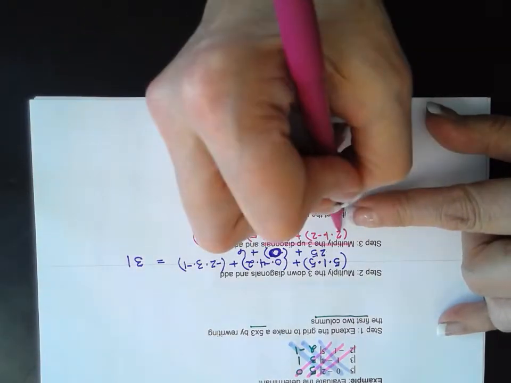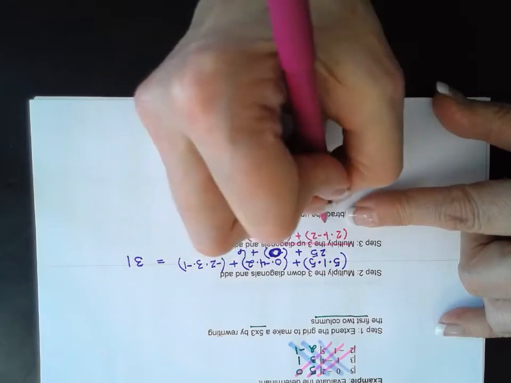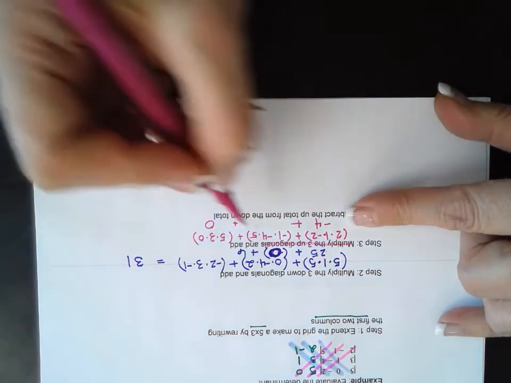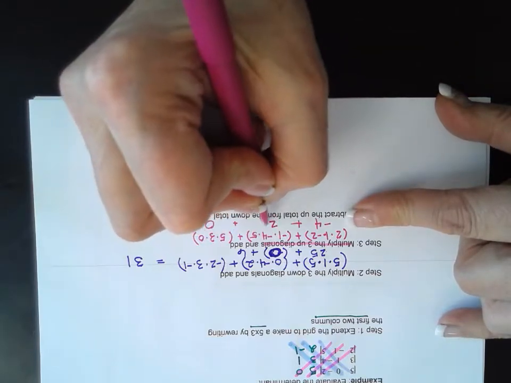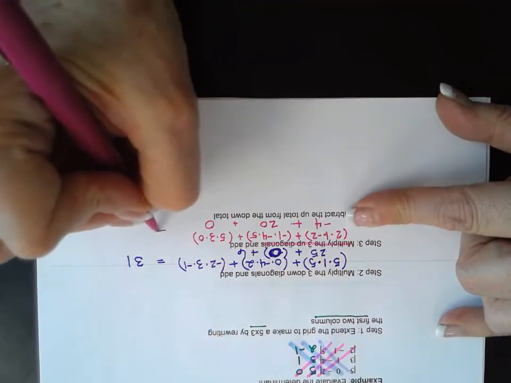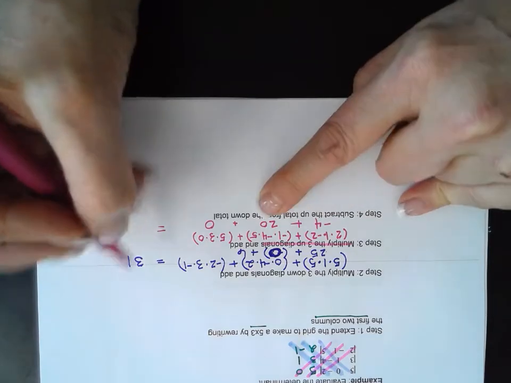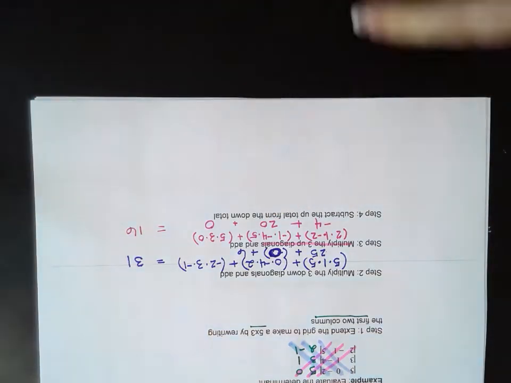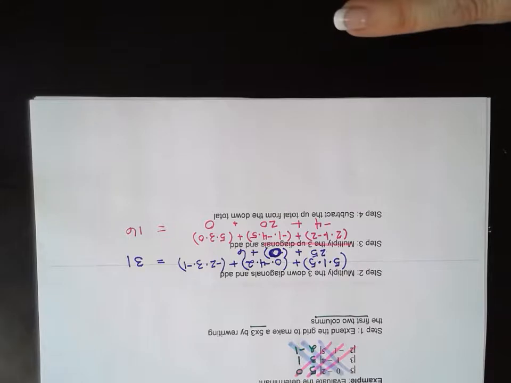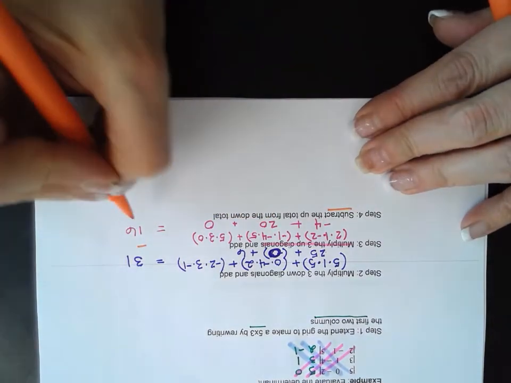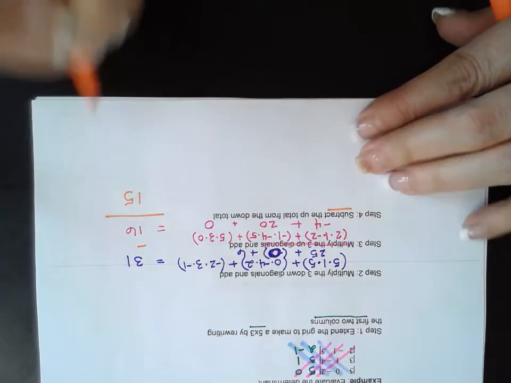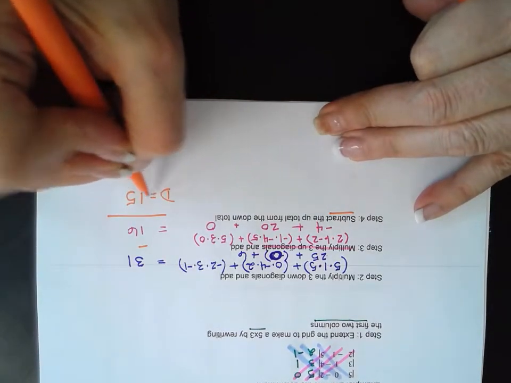Okay, so 2 times 1 is 2 times -2 gives me -4. -1 and 4 is 4 times 5 is 20. And so this is going to equal 16. And then my very last step is just like before, subtract top and bottom. So 31 minus 16 gives me a determinant of 15.